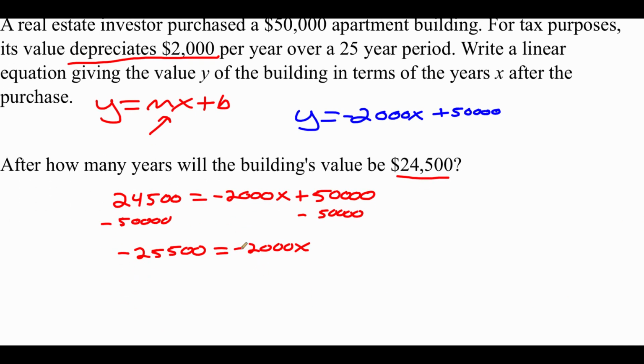Now we're trying to get x alone, so we have to get rid of that negative 2,000 that's on the x. So we're going to divide each side by negative 2,000. And on the left-hand side, if we take negative 25,500 divided by negative 2,000, we're going to get 12.75 as our x value. So after 12 3/4 of a year, this building will be worth $24,500.